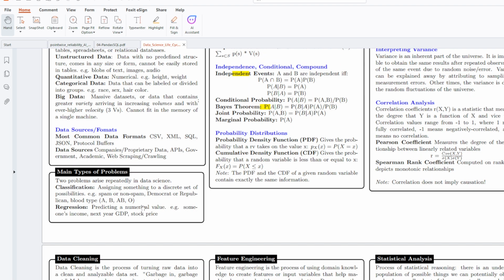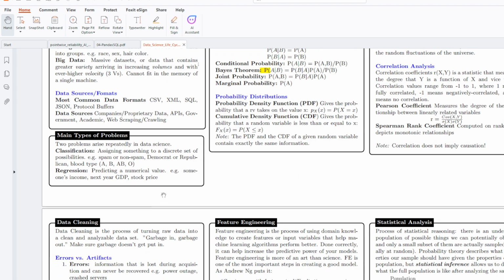So in data science, there are two classes of problem, even though I am not fully in agreement with some of these things, okay? And I'll tell you why. But popularly, there are two classes of problems we look at in data science. Is it a classification problem or is it a regression problem?